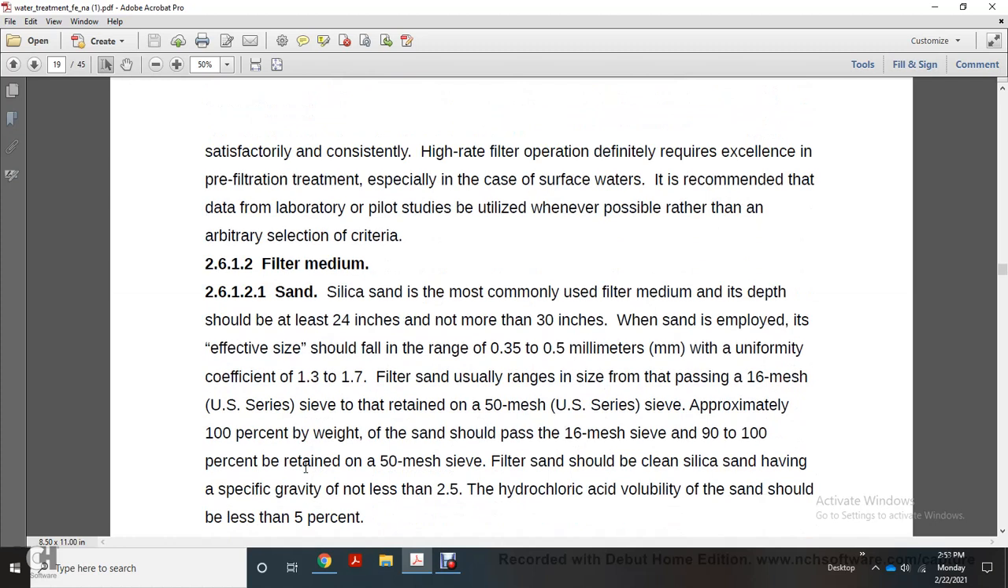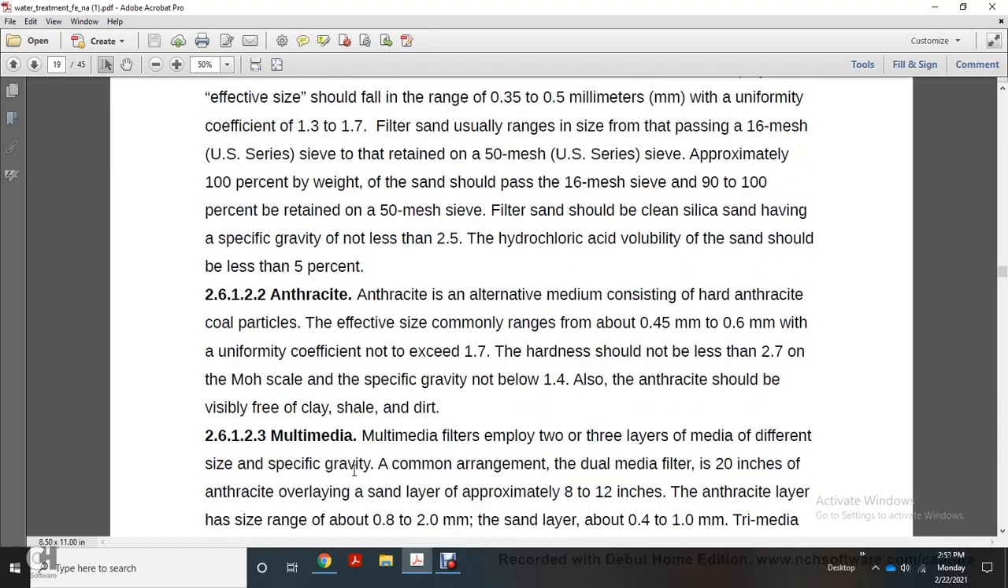Filter medium, sand. Silica sand is most commonly used as the filter medium. The depth should be at least 24 inches and not more than 30 inches. Where sand is employed, the effective size should range between 0.35 and 0.5 millimeters, with a uniformity coefficient of 1.3 to 1.7. Filter sand sizes range between 16 mesh US series sieve to retain and 50 mesh US series sieve. Approximately 100% by weight of the sand should pass 16 mesh and 90 to 100% should be retained on a 50 mesh sieve. Filter sand should be clean silica sand with a specific gravity not less than 2.5. Hydrochloric acid volatility of the sand should be less than 5%.